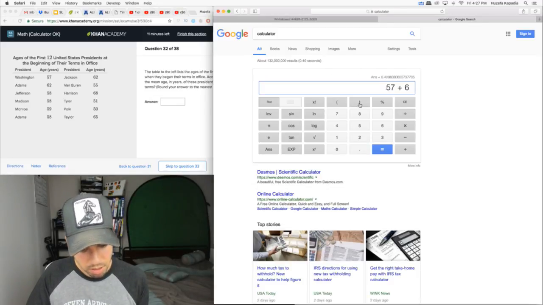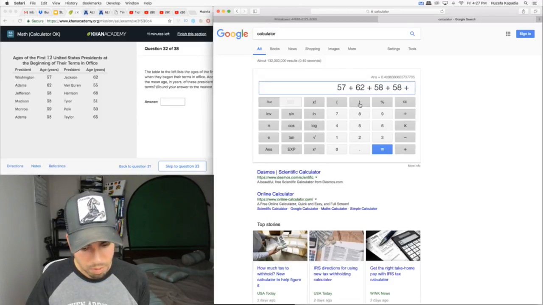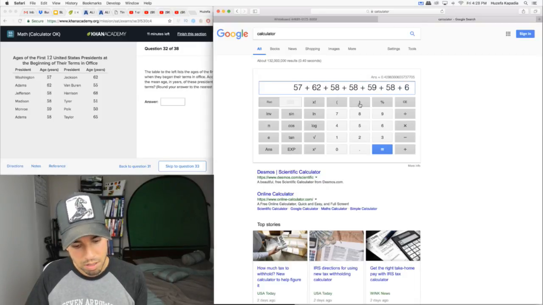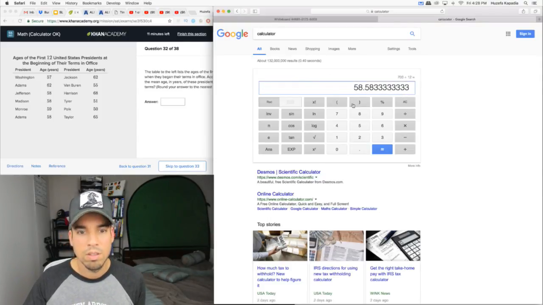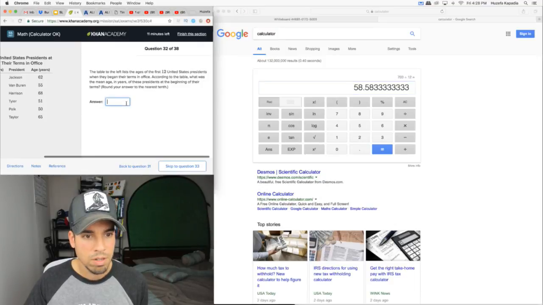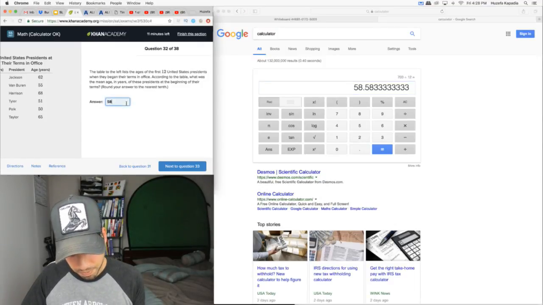57 plus 62 plus 58. Just be careful when you're entering these in the calculator. 58 plus 59, 62 plus 55 plus 51 plus 50 plus 65. It's divided by 12. I think that's right. To the nearest tenth is 58.6.